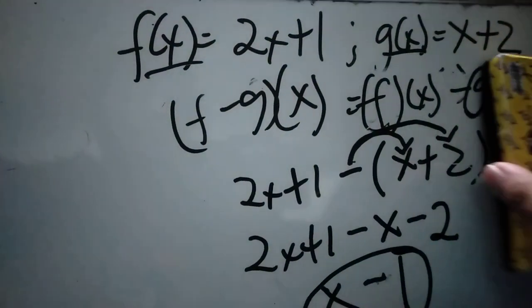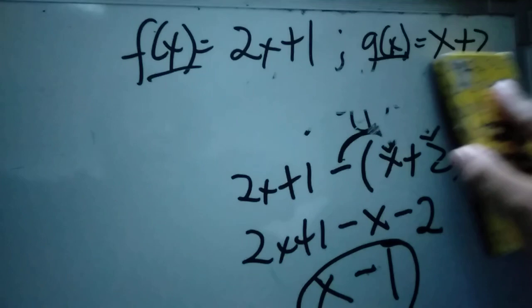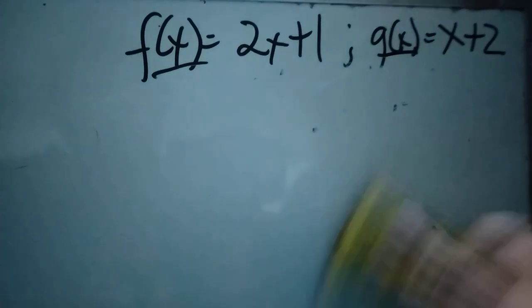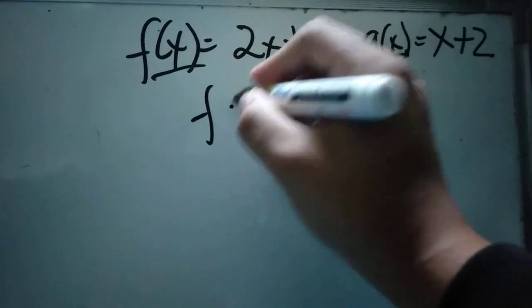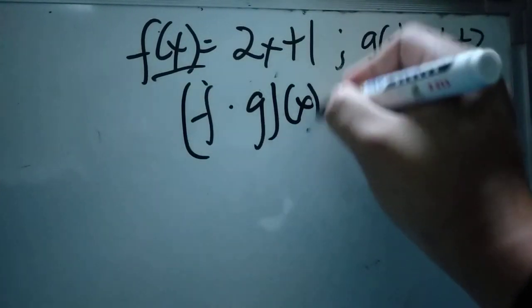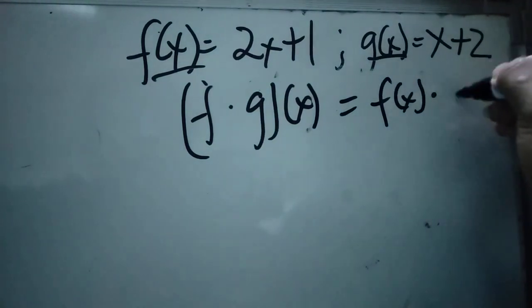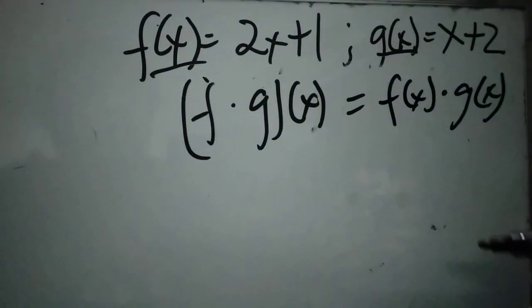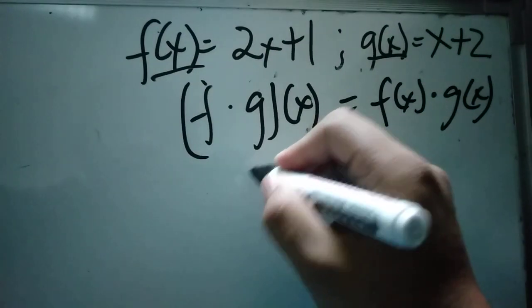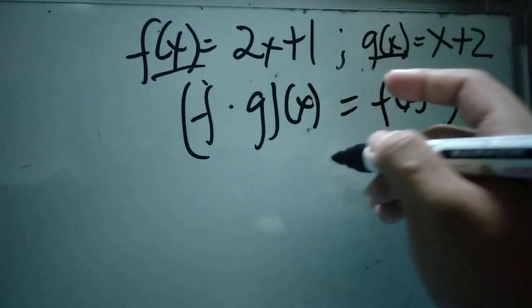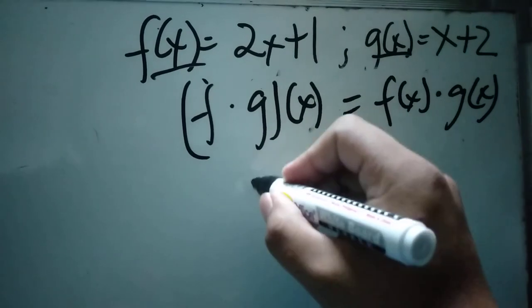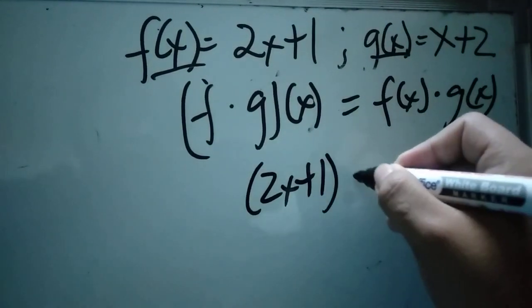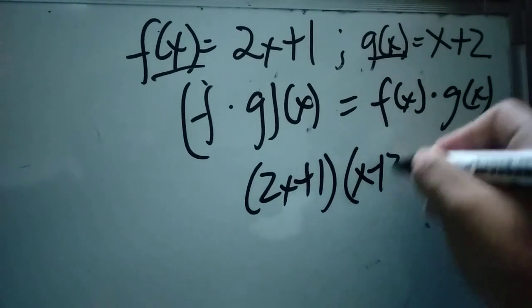How about for multiplication? Multiplication. Same given. Okay. f of g of x is equal to f of x times g of x. Okay. Copy lang natin ulit. So since multiplication, lagay tayo ng grouping symbol or yung parenthesis or the multiplication symbol na parenthesis. So 2x plus 1 and then x plus 2.